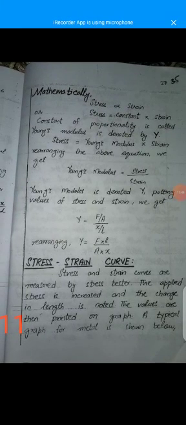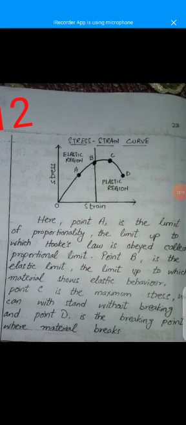Stress-strain curves. Stress and strain curves are measured by stress testers. As the applied stress is increased, the change in length is noted and the values are plotted on a graph. A typical graph of a material is shown below. Look at this graph. Here point A is the limit of proportionality, the limit up to which Hooke's law holds. Point B is the elastic limit, up to which the material shows elastic behavior. Point C is the maximum stress the material can withstand without breaking, and point D is the breaking point, where the material breaks.